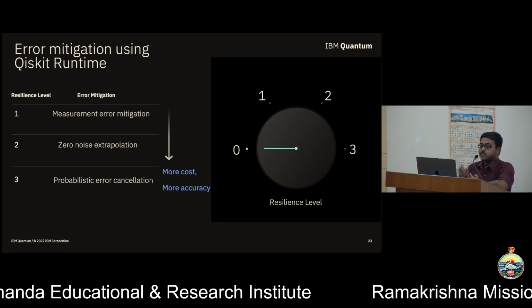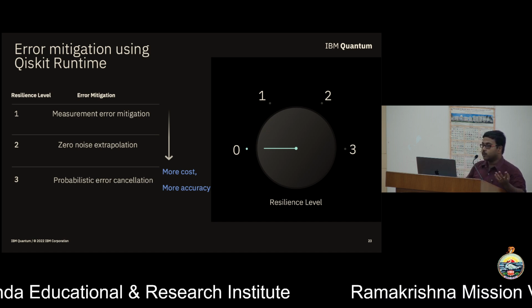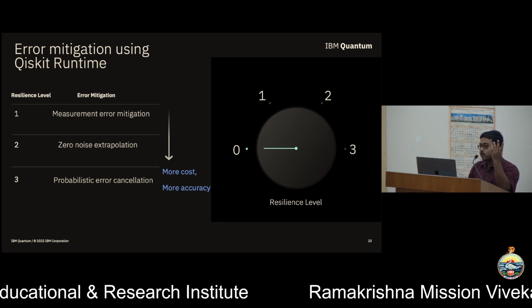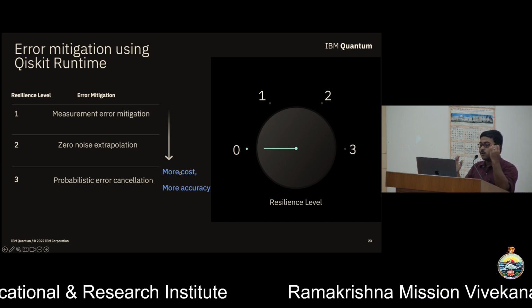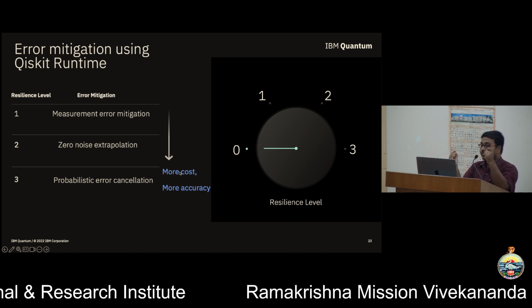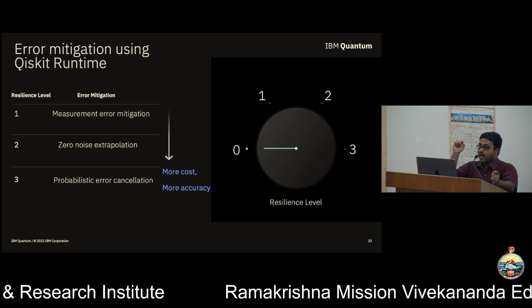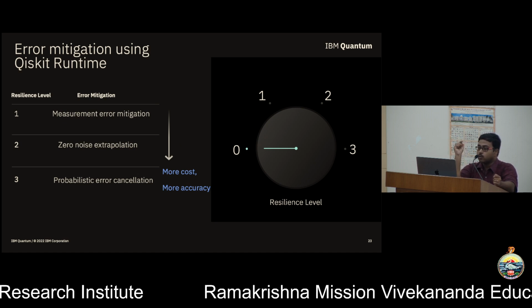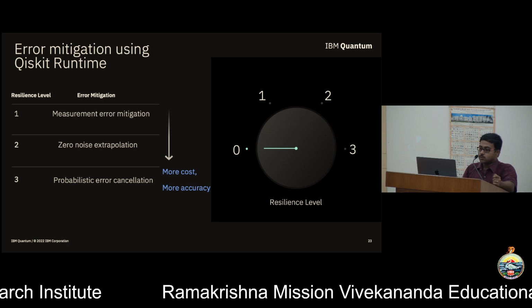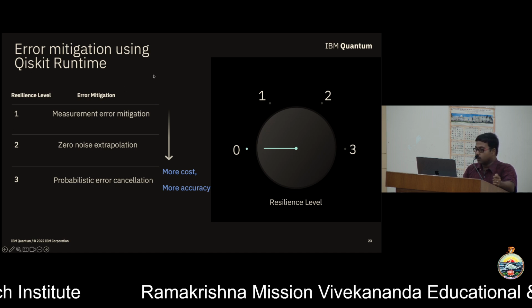So what it says is that I cannot remove the error from the system, but you can do a bit more. You can pay a bit more cost. You have to run a few more circuits. But by running a few more circuits with some classical post-processing, I can give you an estimate of what it would have looked like if there were no error. So that's what error mitigation is all about.